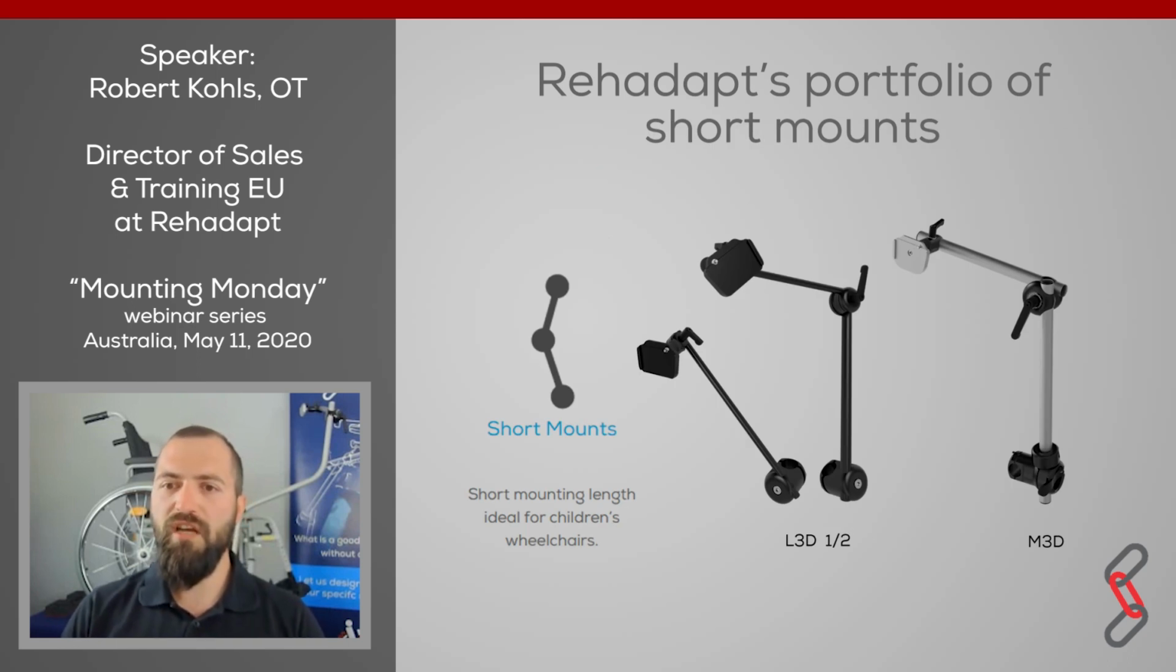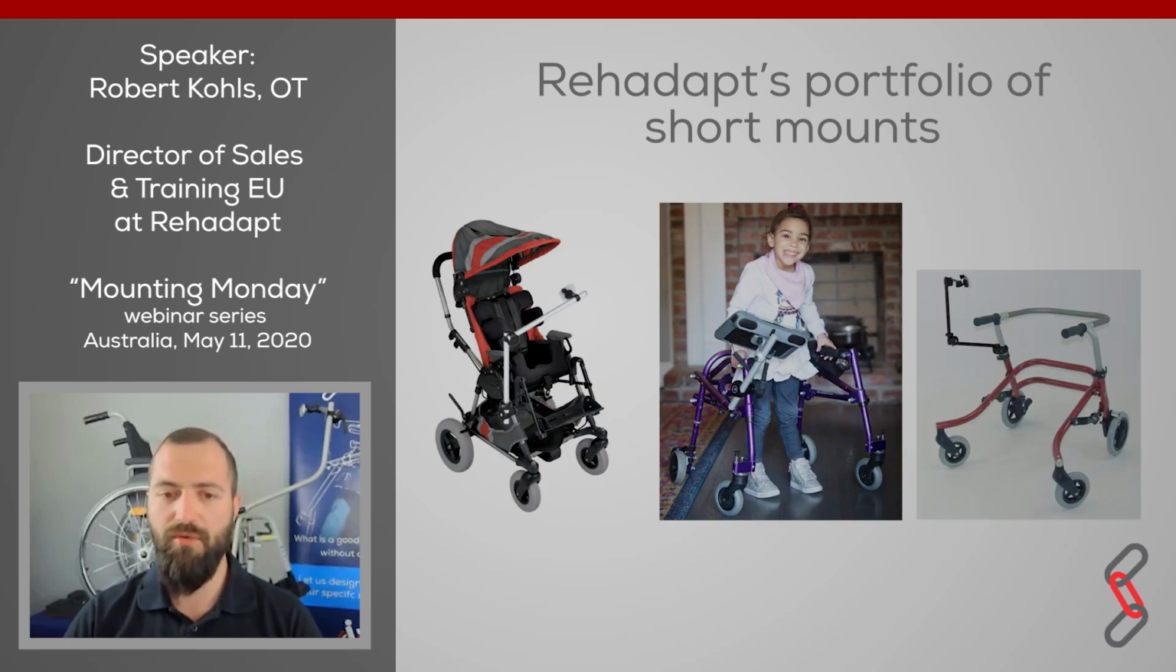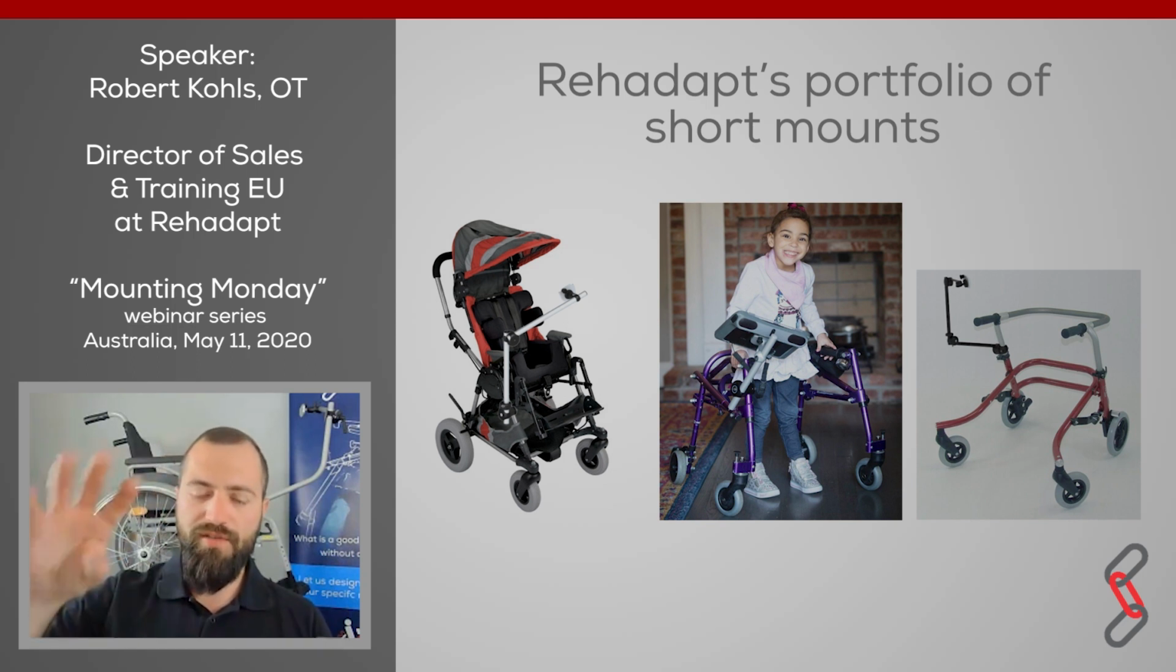Choosing a wheelchair mount for communication devices with a short mount is also possible and can be done with an L3D tube or with an M3D tube solution. It's very independent and up to the customer situation. But when we have someone sitting in a stroller, like a kid with, for example, cerebral palsy or Rett syndrome, we could also sometimes use only 2 tubes.